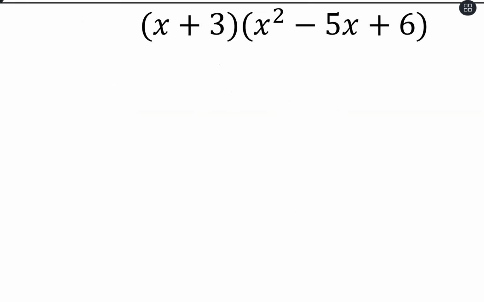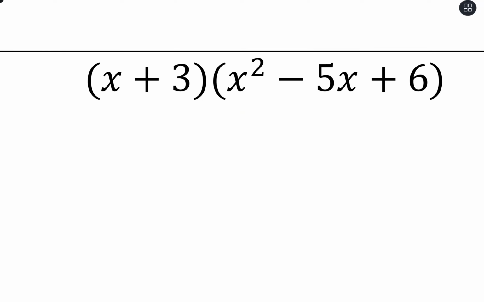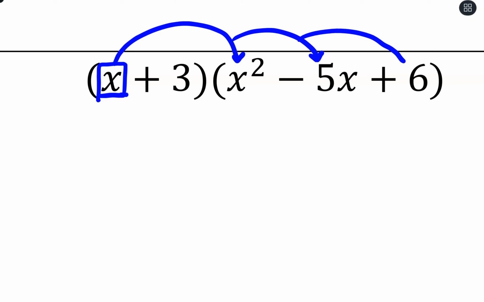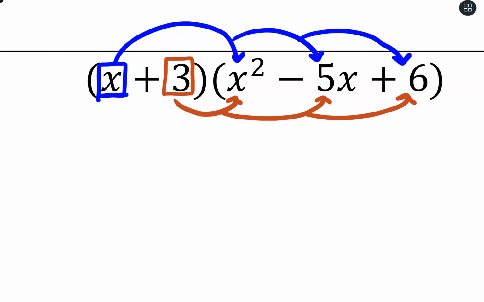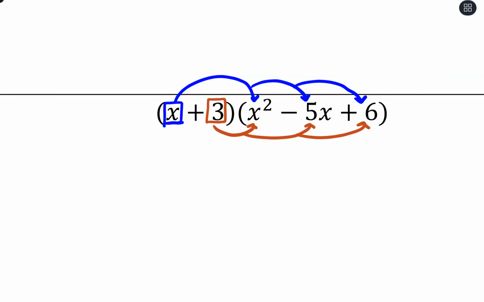Okay, last example here, we have a binomial multiplying with a trinomial. And what we want to do is follow what we basically did with FOILing. It's just a little more complicated here because there's more terms. If I focus on my term x here, I want to distribute x so that it multiplies with every single term of the trinomial. And then I want to focus on my term of 3 and distribute that so that it multiplies with every term of the trinomial. And that just guarantees that everything is getting multiplied by everything else.